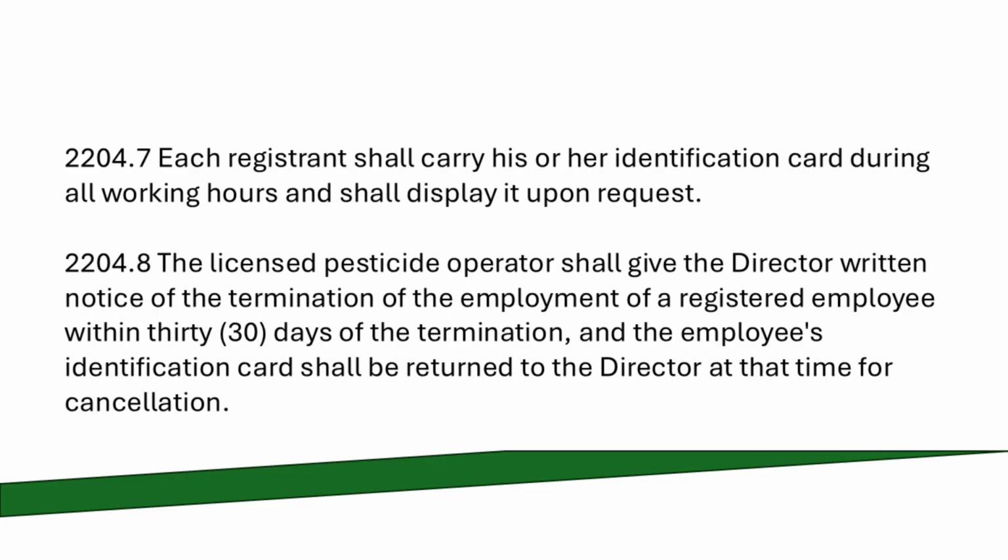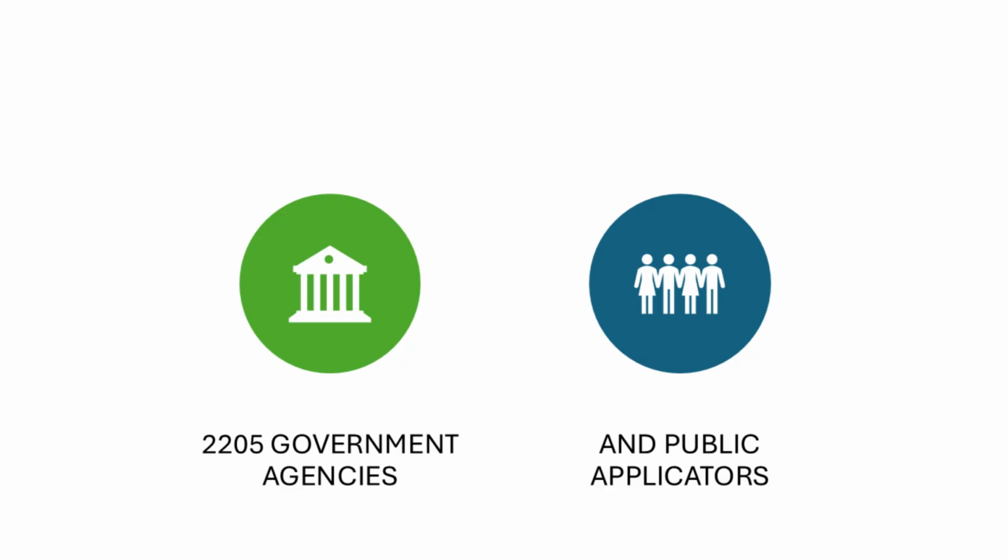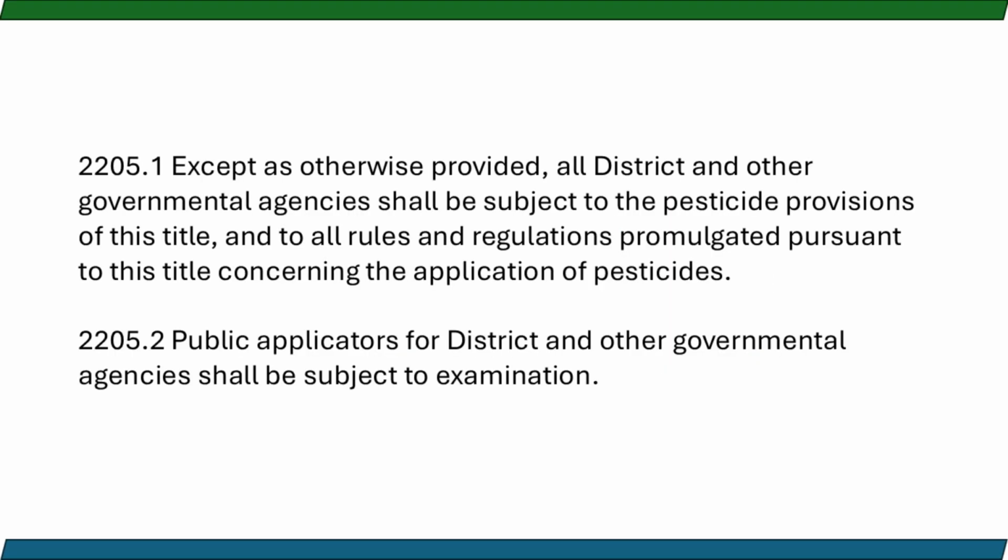2204.8, the licensed pesticide operator shall give the director written notice of the termination of the employment of a registered employee within 30 days of the termination, and the employee's identification card shall be returned to the director at that time for cancellation. 2205, government agencies and public applicators. 2205.1, except as otherwise provided, all district and other governmental agencies shall be subject to the pesticide provisions of this title and to all rules and regulations promulgated pursuant to this title concerning the application of pesticides.